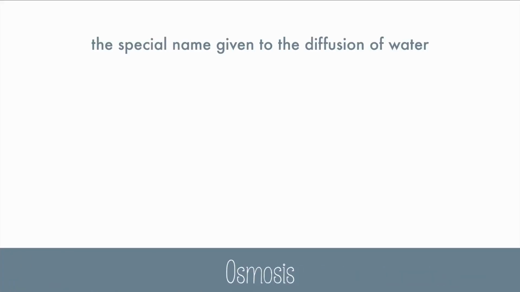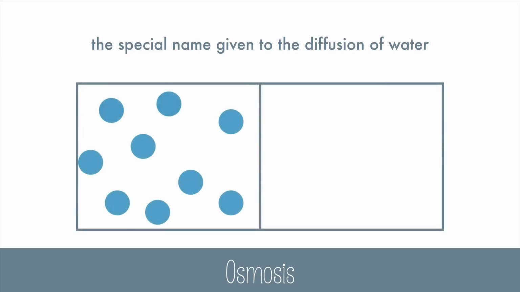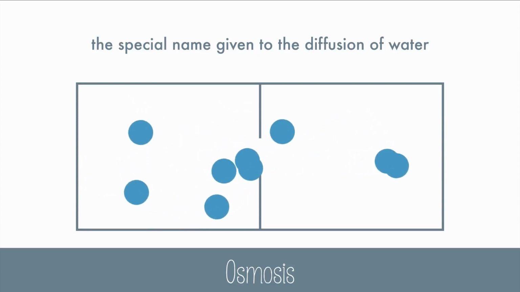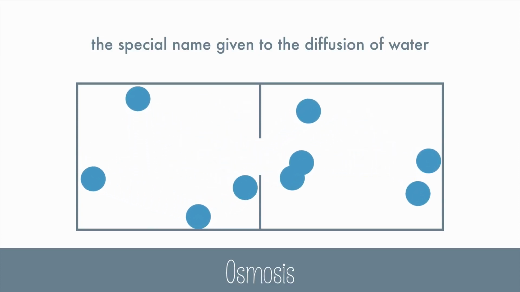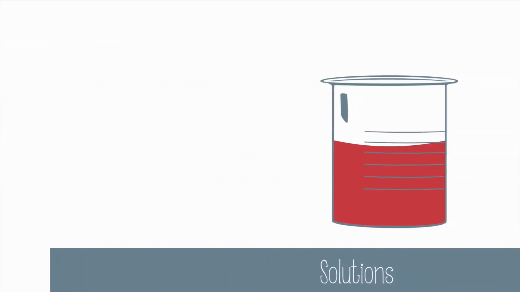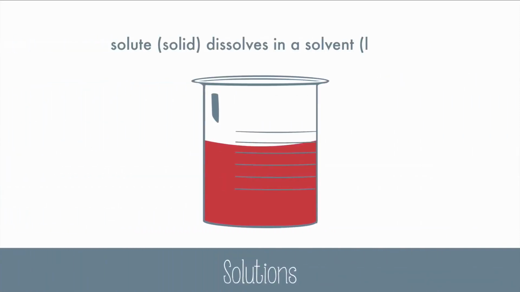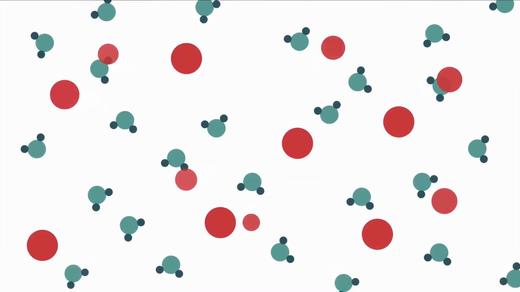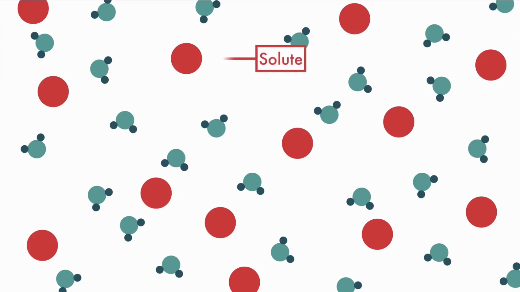Now, if we're talking about the diffusion of water, we give it a special name: osmosis. Water will still move from an area of high concentration of water to an area of low concentration of water. But this time, there are other things we need to pay attention to, like the amount of solute in the solution. A solution is made of a solute, which is a solid that is dissolved in a solvent, which is a liquid. Together, the solvent and the solute create a uniform solution. Let's imagine I dissolved a packet of Kool-Aid powder into water. In this Kool-Aid solution, there are particles of Kool-Aid, which are the solute, and particles of water, which are the solvent. The water dissolves the Kool-Aid to create this solution.